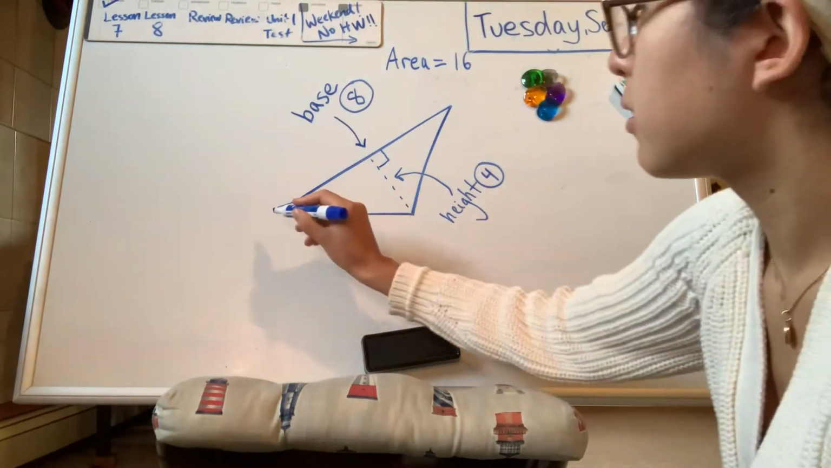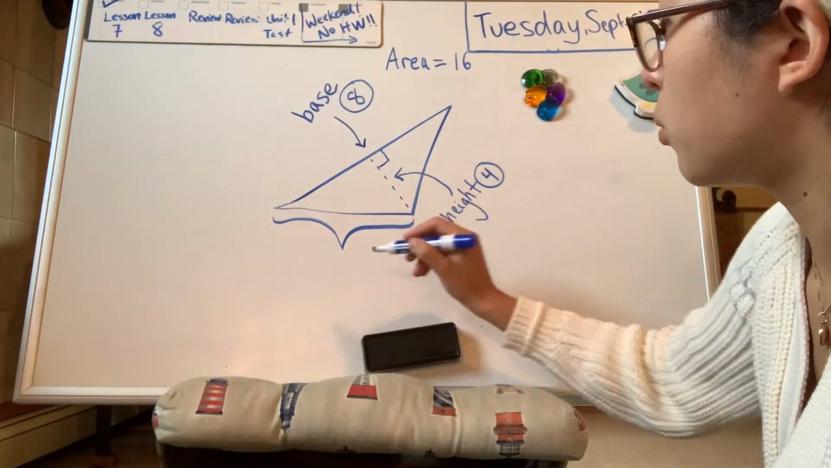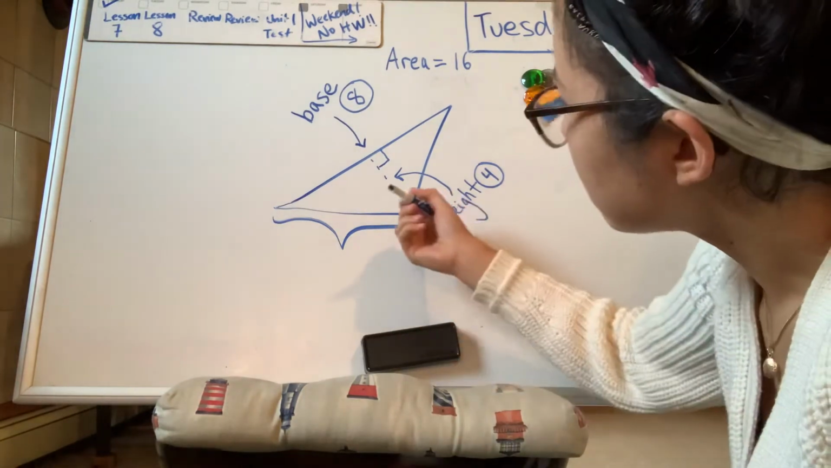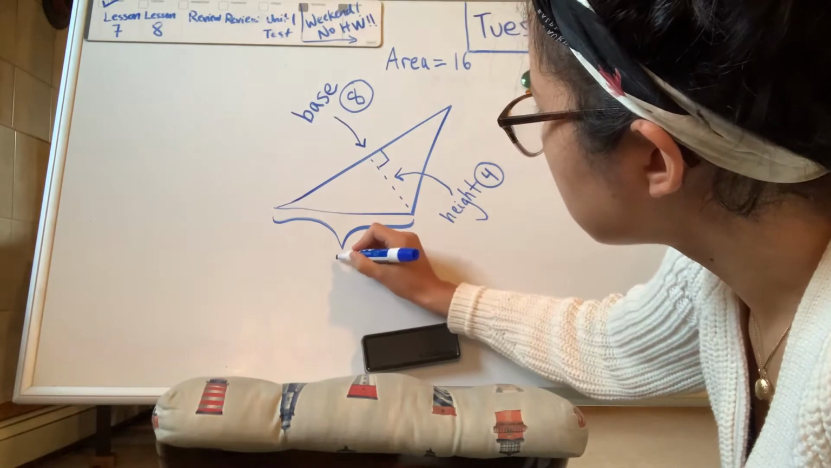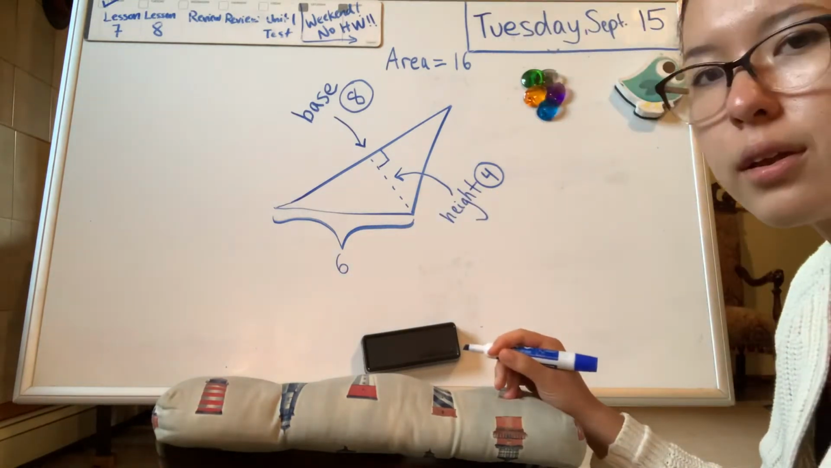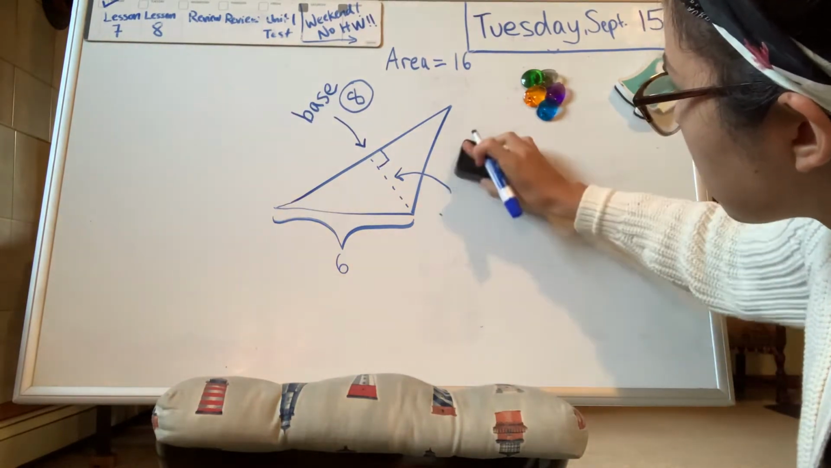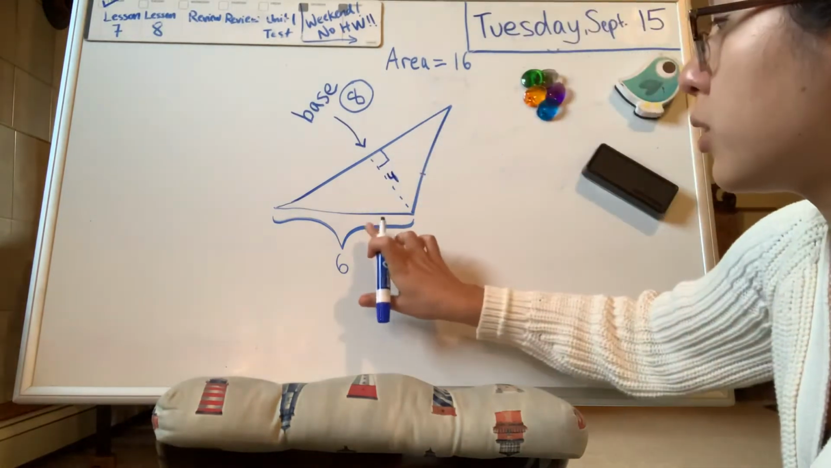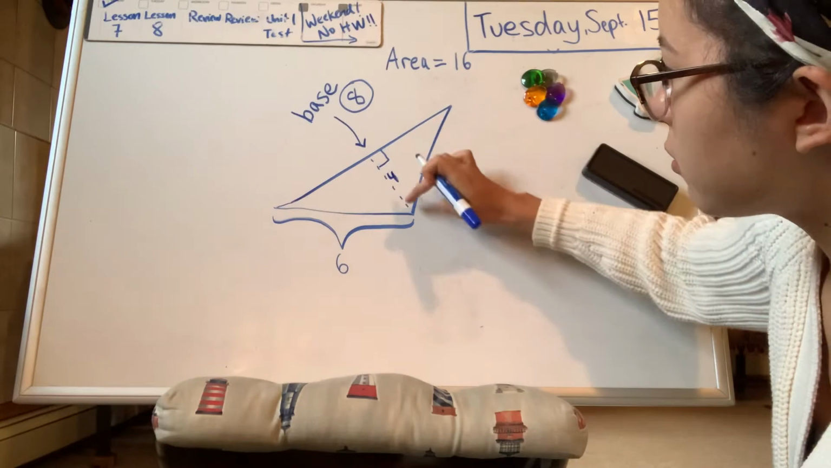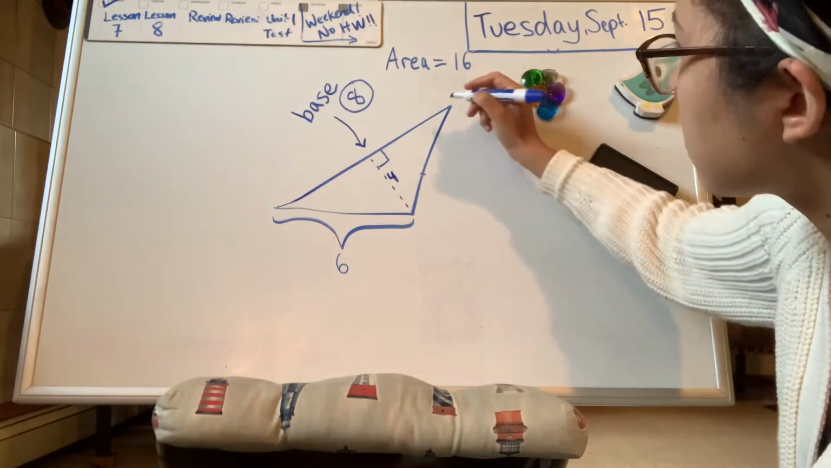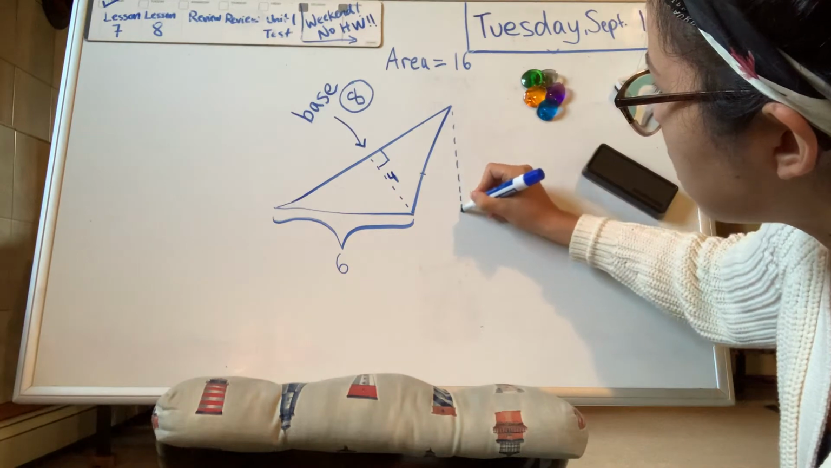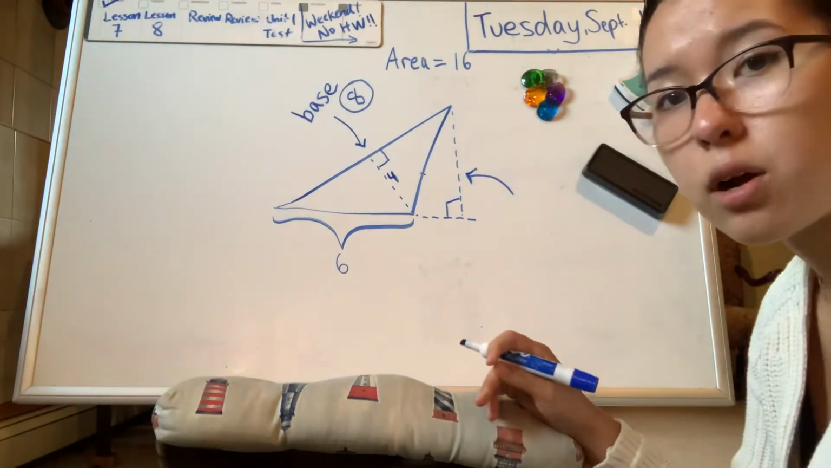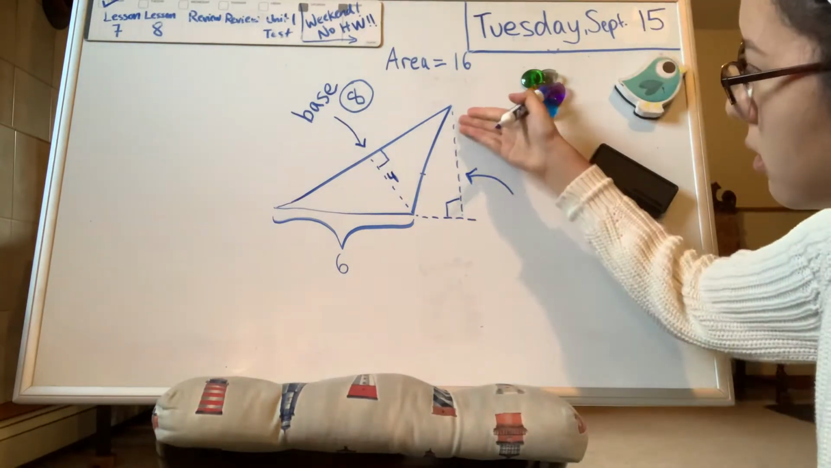Now what if they told you that this length was 6. Now they will ask a question, something like this. I'm going to put that 4 right there. If we know that the base over here is 8, the height is 4, and we know this side length is 6, they'll ask you something like this. What is this length right here?